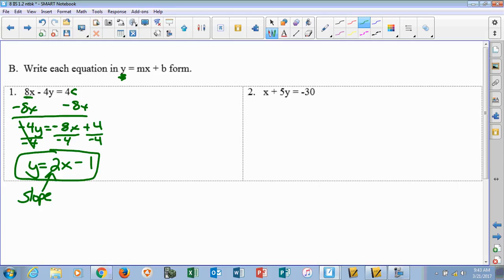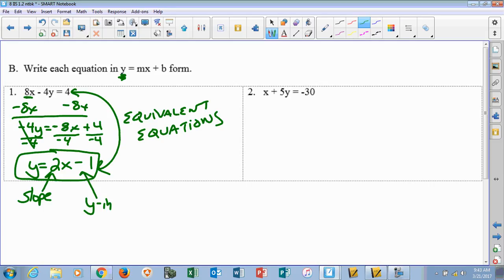And remember, this and this is the same line. These are equivalent equations. They're in different forms. And then I got my negative 1 as my y-intercept. So again, I can see that when it's in slope-intercept form. I can't see that when it's up here in standard form. It makes life very difficult for me.